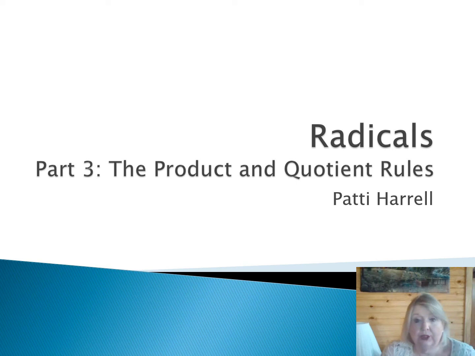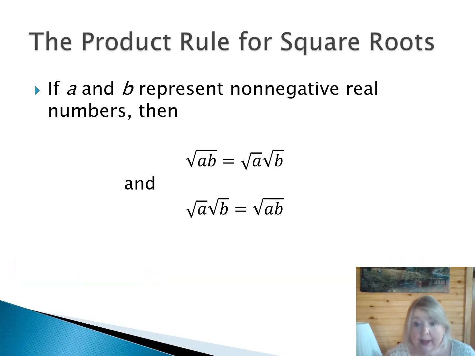Now let's take a look at the product and quotient rules and how they apply to these radicals. Okay, so the product rule for square roots looks like this. If A and B represent, again, non-negative real numbers, then the square root of the product AB is equivalent to the square root of A times the square root of B. And it also works in reverse form: if the square root of A times the square root of B, then you can just multiply the radicands together. That's the square root of AB.